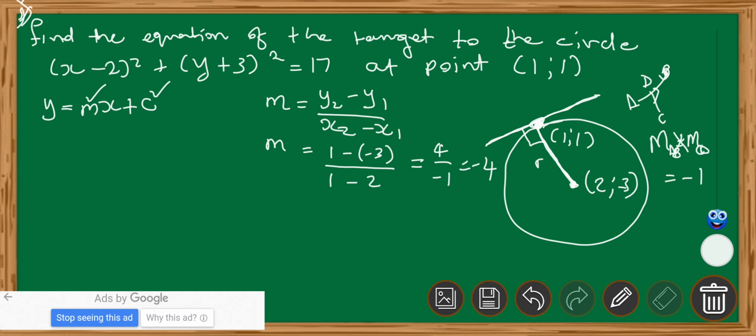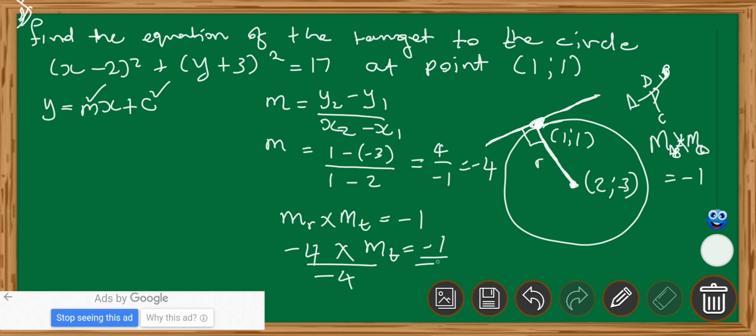So how do we find the gradient of this line? We multiply the gradient of the radius with the gradient of the tangent to get −1, right? And the gradient of the radius we already have, which is −4, and now we want the gradient of the tangent. So dividing by −4 on both sides, the gradient of the tangent is equal to 1/4. So in this case we now have the gradient, which is 1/4.